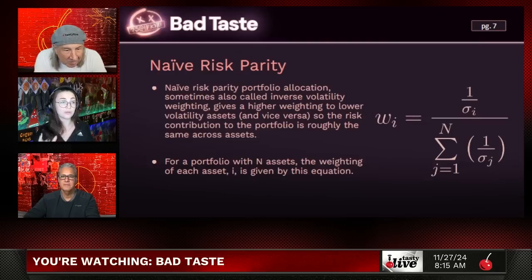Basically, to determine the weight for each asset, we want to take 1 over the volatility of the asset, divided by the sum of 1 over the volatility of all the assets in the portfolio that we're looking at, for n assets in our portfolio. That's what this equation is looking at. Does that make sense?